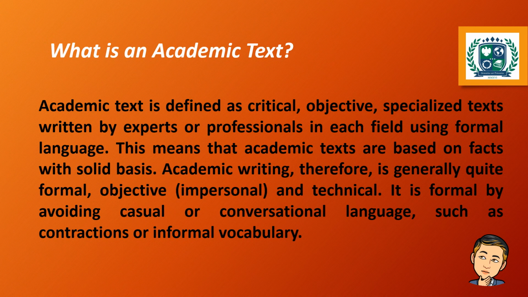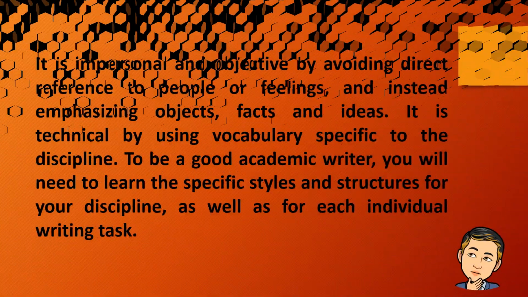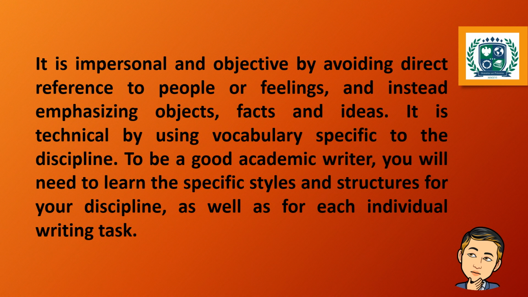It is formal by avoiding casual or conversational language, such as contractions or informal vocabulary. Moreover, academic text is impersonal and objective by avoiding direct reference to people or feelings. And instead of emphasizing people, it emphasizes objects, facts, and ideas. It is technical by using vocabulary specific to the discipline. To be a good academic writer, you will need to learn the specific styles and structure for your discipline, as well as for each individual writing task.